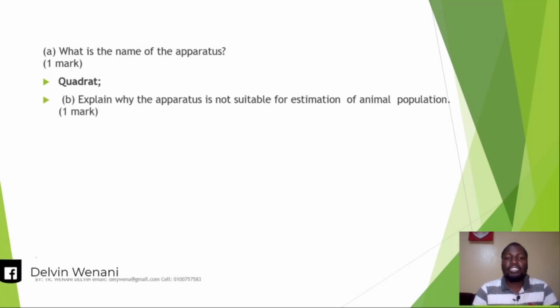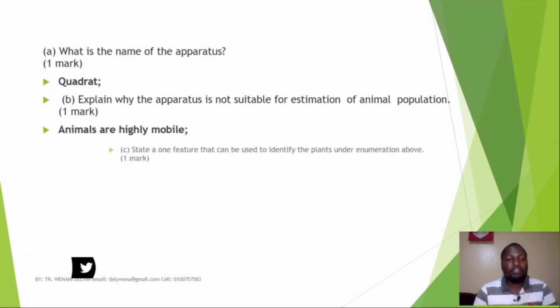Then explain why the apparatus is not suitable for estimation of animal population. Now remember, the mechanism of using this quadrat is by throwing. We will do it by throwing, and animals are highly mobile. They'll also be running for their lives. So if you try to throw the quadrat, animals will tend to run away. And then you are supposed to count organisms within the quadrat, so it may be quite difficult because animals are highly mobile.